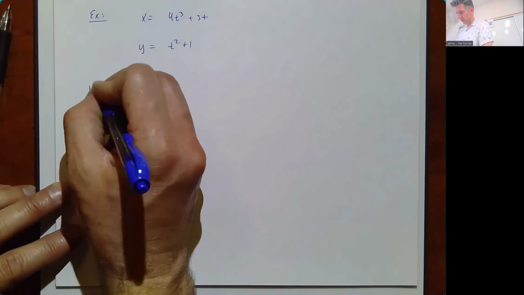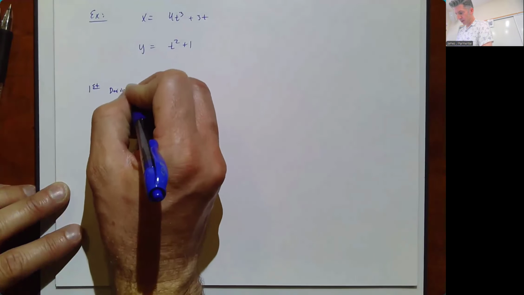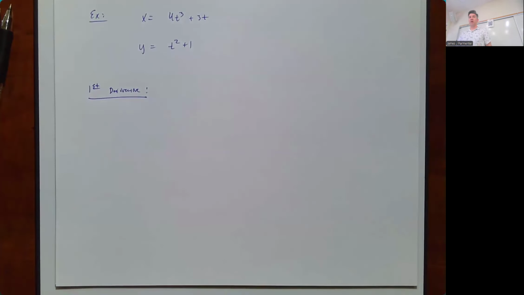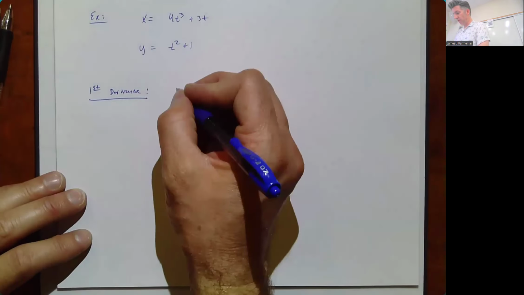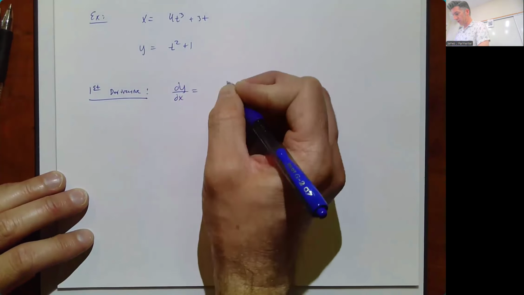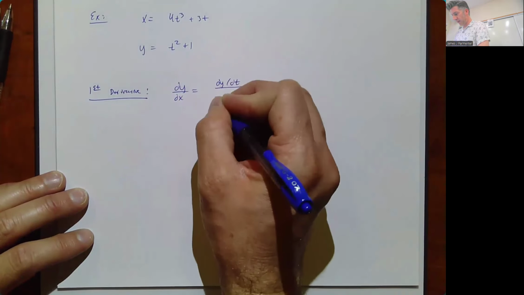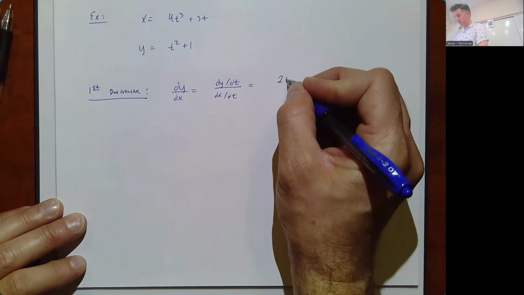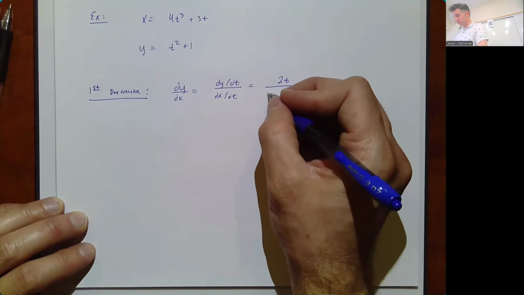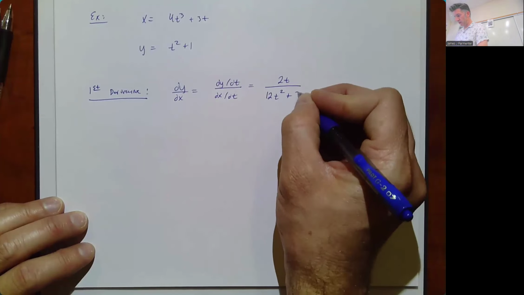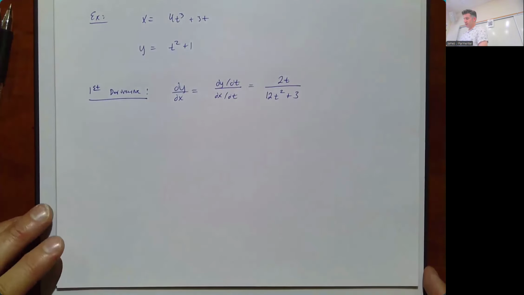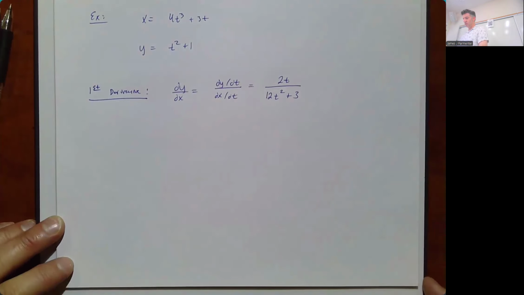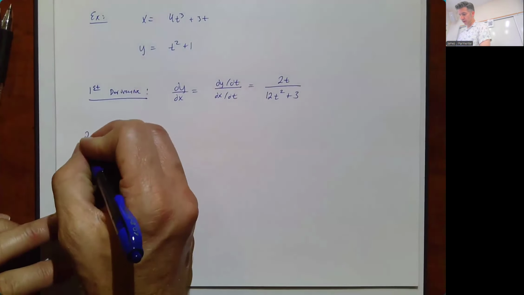So first derivative. Again, I would not recommend writing y prime in this context because it is unclear whether you mean dy dt or dy dx. So we really want to find dy dx, which is equal to dy dt divided by dx dt. In this case, dy dt is 2t. Dx dt is going to be 12t squared plus 3, which doesn't look like it simplifies very much, which is going to be unfortunate when we find the second derivative. Oh well. So second derivative.